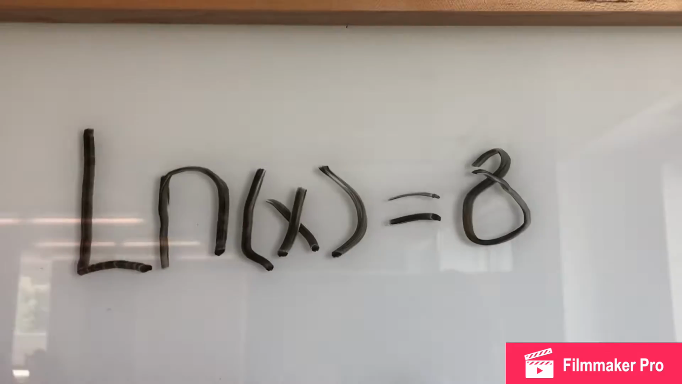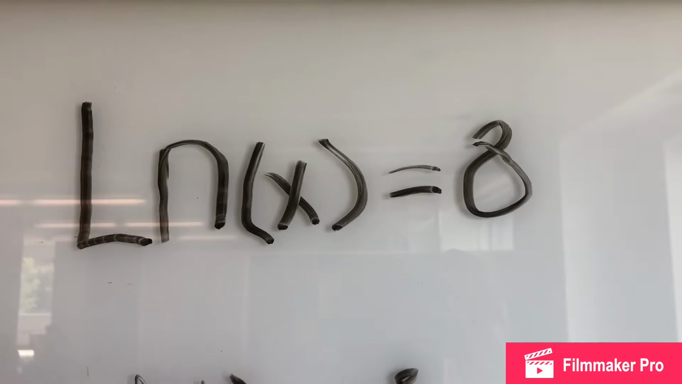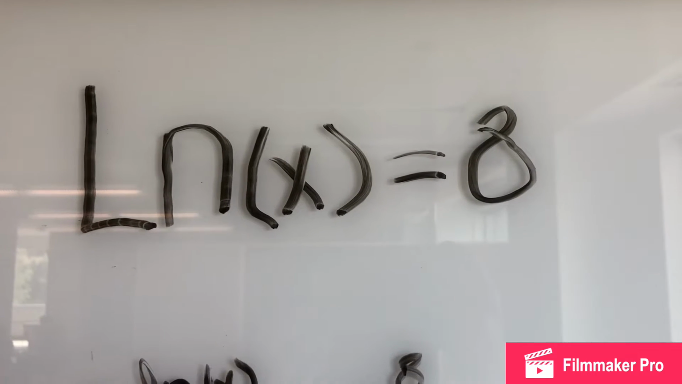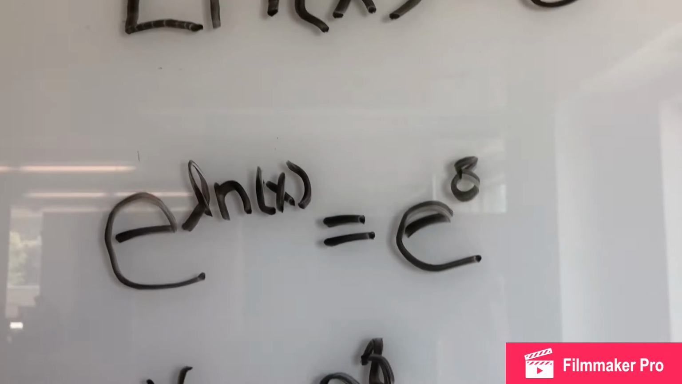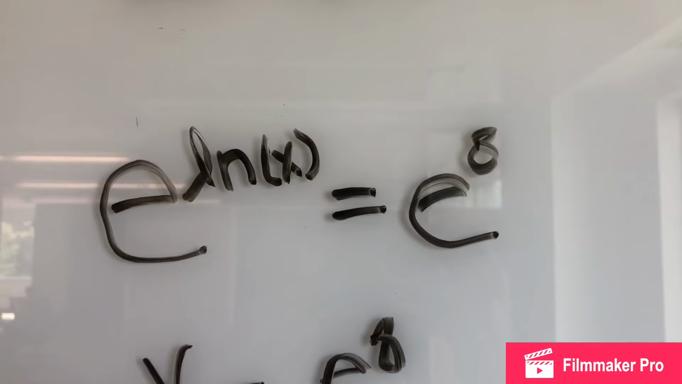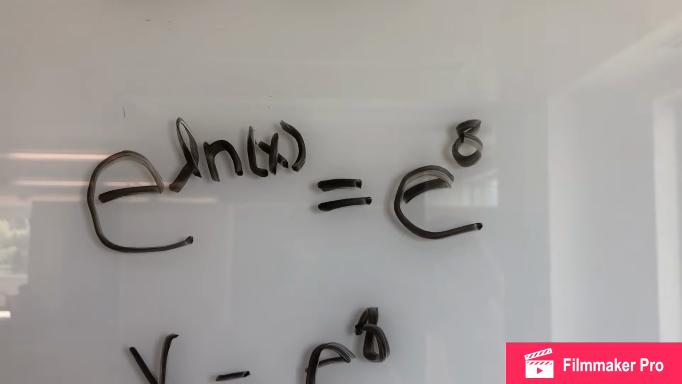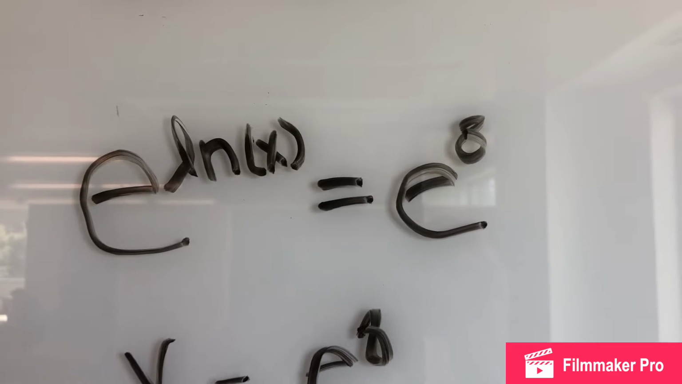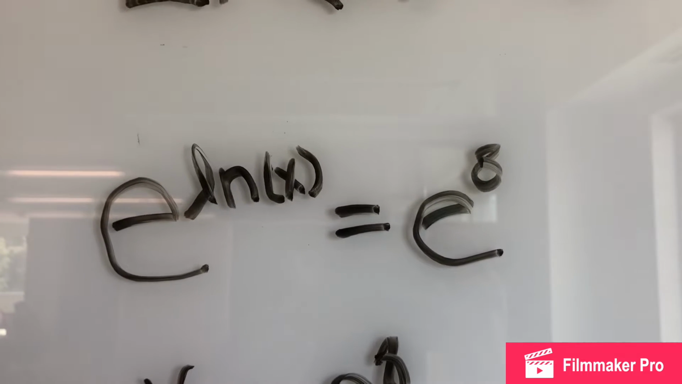Yeah, no problem, Jillian. Natural log of x equals 8. To do this, you have to start out by letting both sides be exponents of the base e. The equation natural log of x equals 8 can be rewritten as e to the natural log of x equals e to the 8.